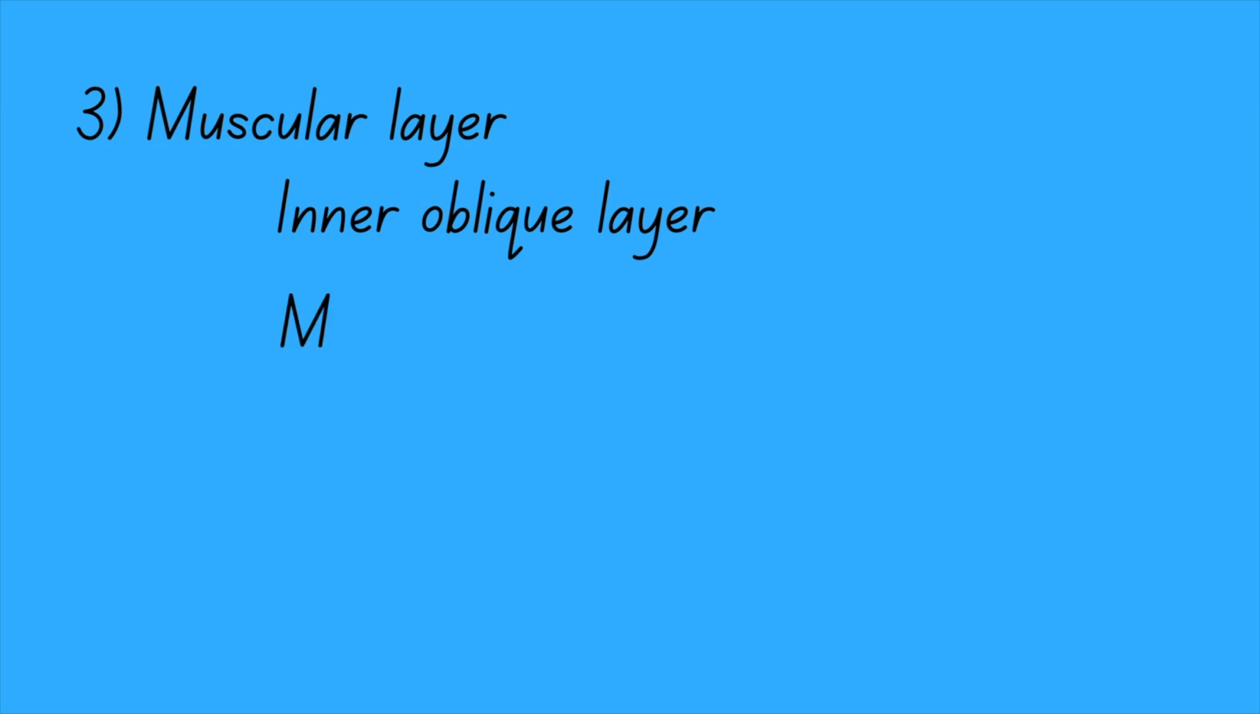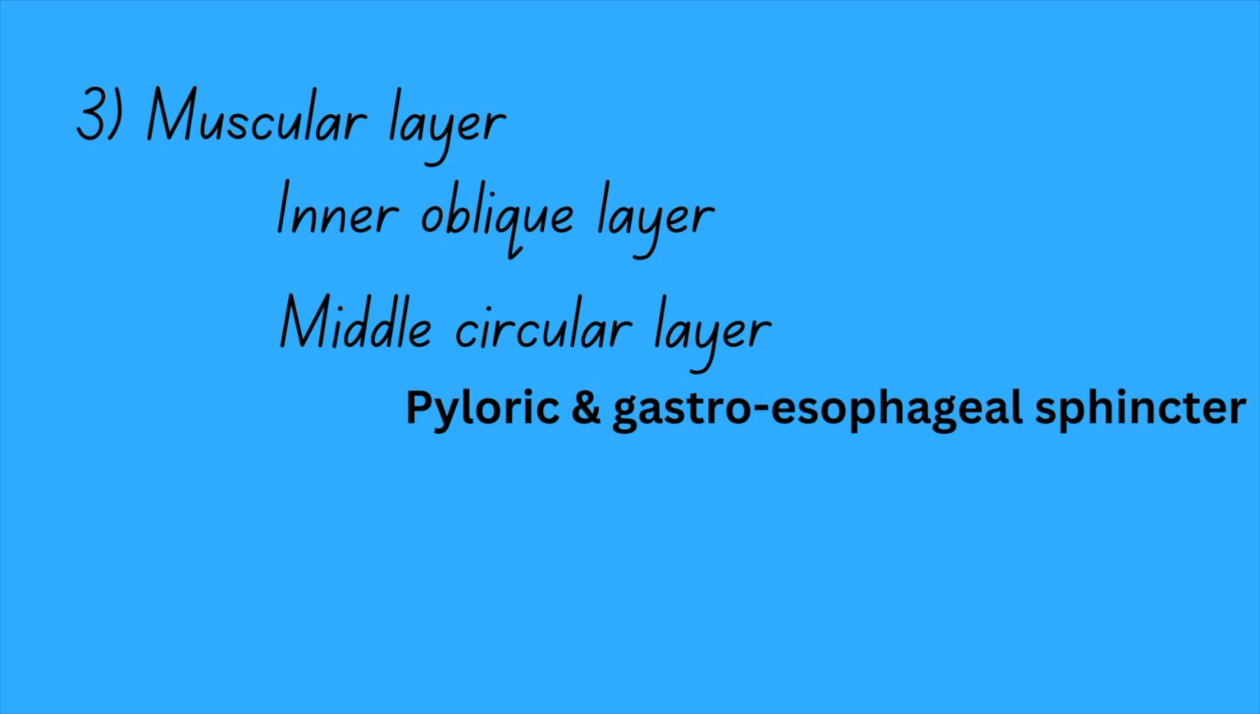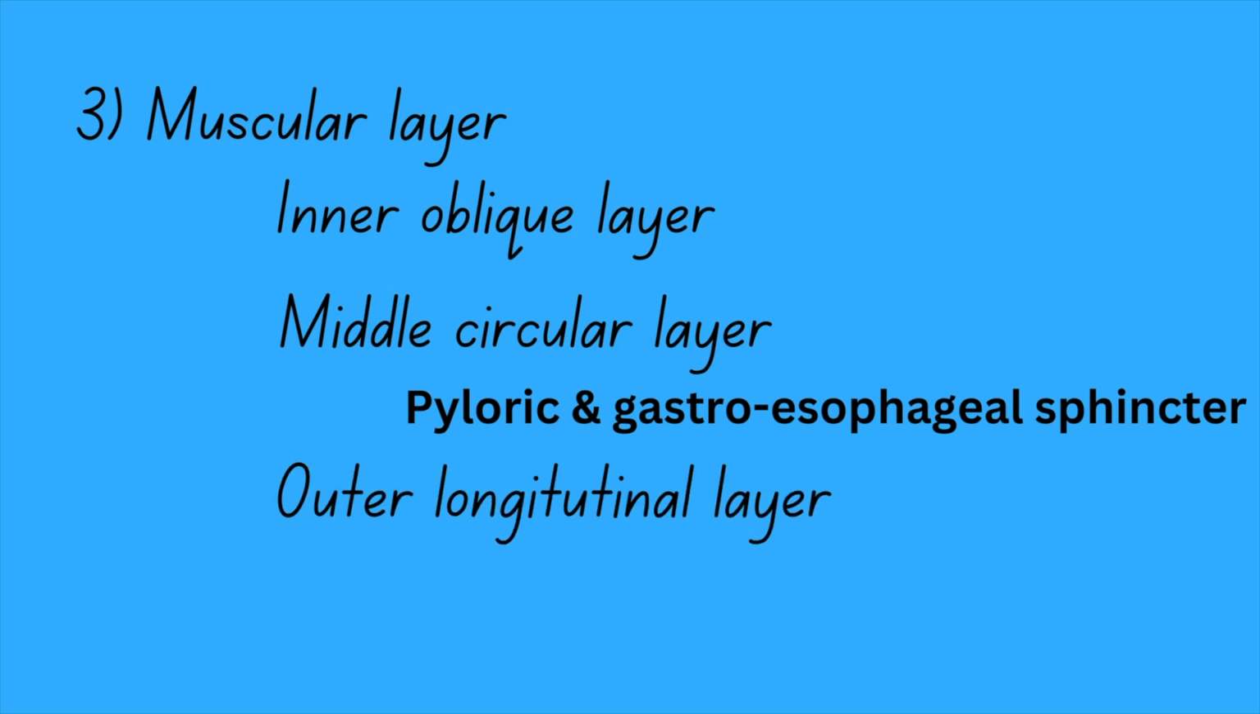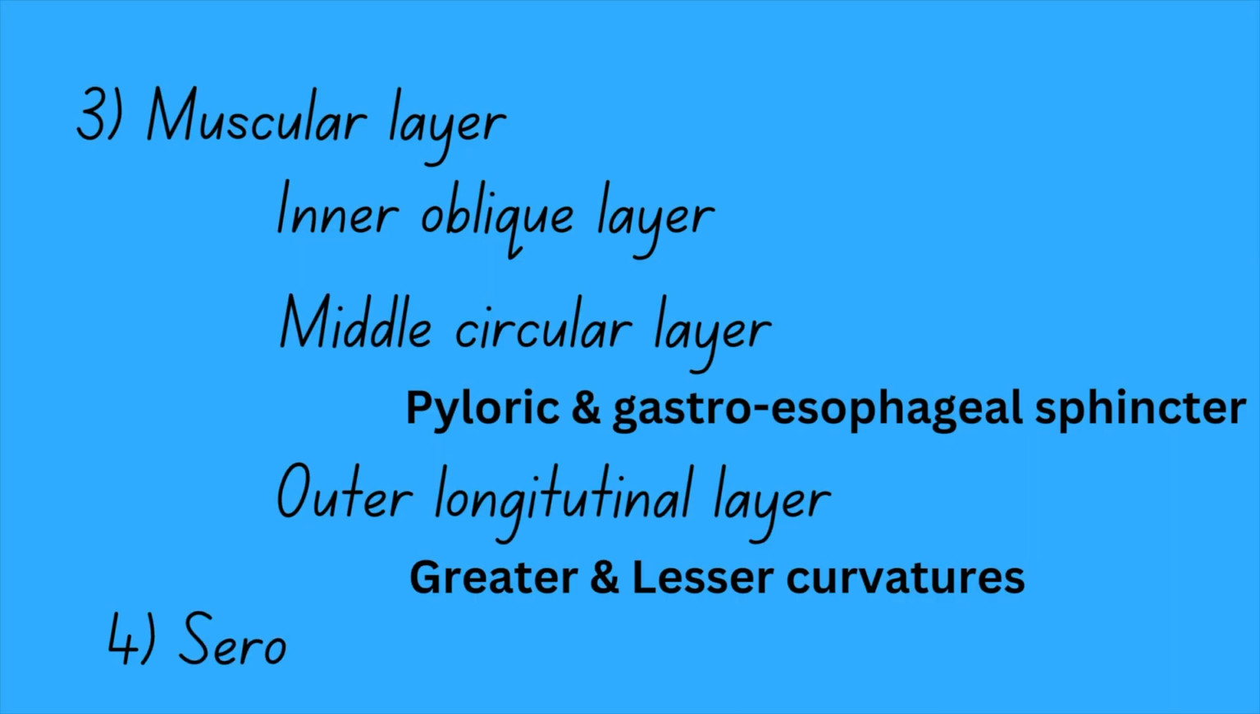The innermost are oblique fibers, the middle are circular fibers, which at the pylorus make the pyloric sphincter, and at the cardia, the gastroesophageal sphincter. The outermost are the longitudinal fibers, which are found at the greater and lesser curvature. The outermost layer of the stomach wall is called the serosa, which is the visceral peritoneum.